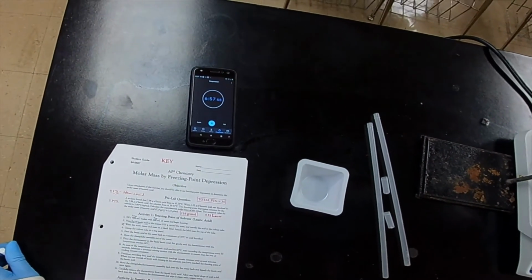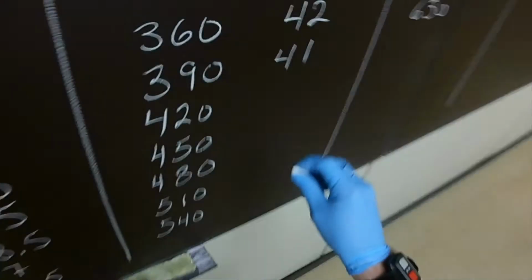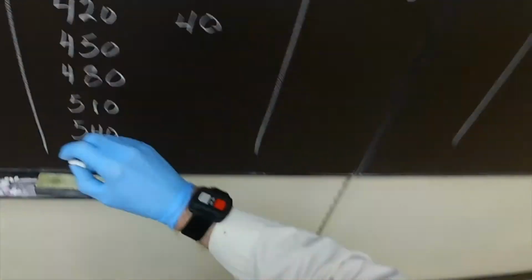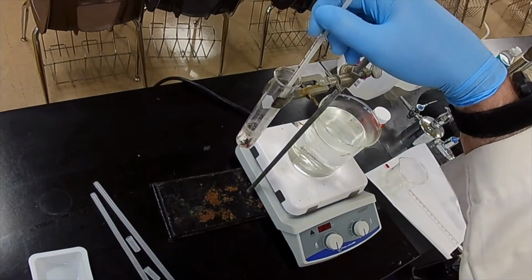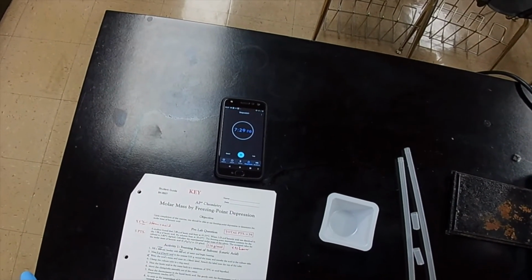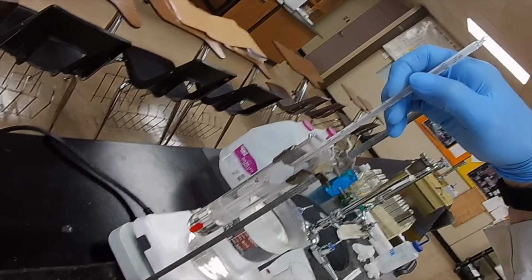7 minutes coming up. 3, 2, 1, 0. 40. Okay, we're still dropping, and I don't see any crystals yet. We're getting very close, very close, very close. Next measurement. 39. Still dropping.